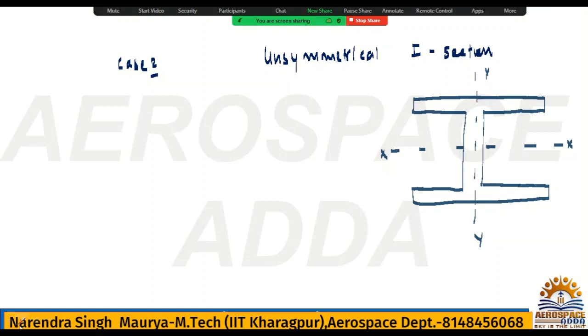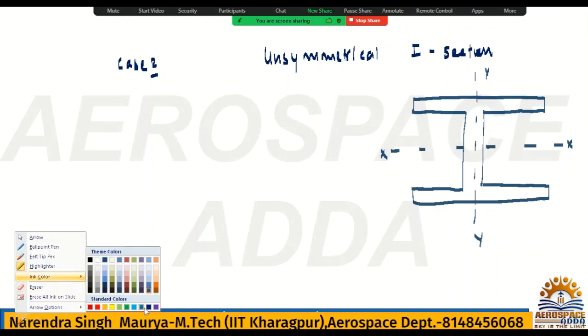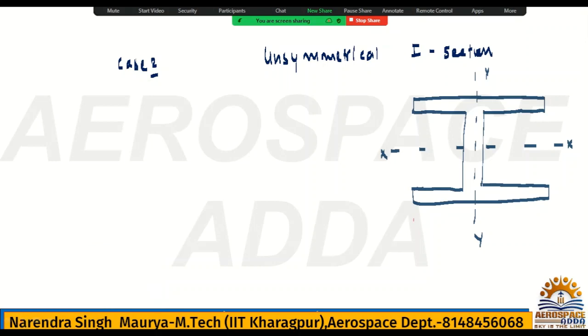Why? Because I'm giving different dimensions. What is the dimension for this flange? This side dimension I say is b2, and this side is b1. So this dimension is not the same, hence it is not symmetric about the y-axis. But what about the x-axis? You can check it, it will be symmetric about the x-axis. So it is 100% sure your shear center will lie on the x-axis. That is true, but we don't know which side, I mean, we don't know the location.